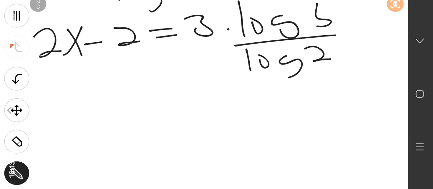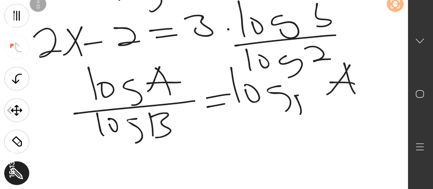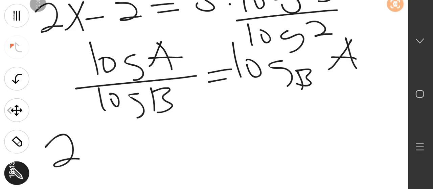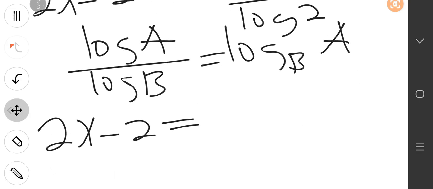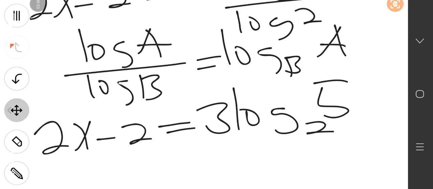Now let's apply the change of base formula. So we say log a over log b should give us log a base b. So we are going to have 2x minus 2 equals 3 log 5 base 2. So this is what we have.